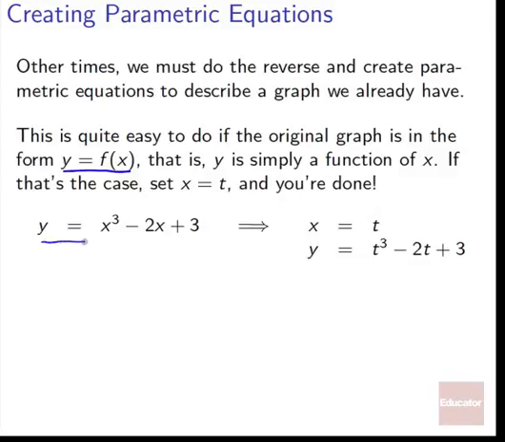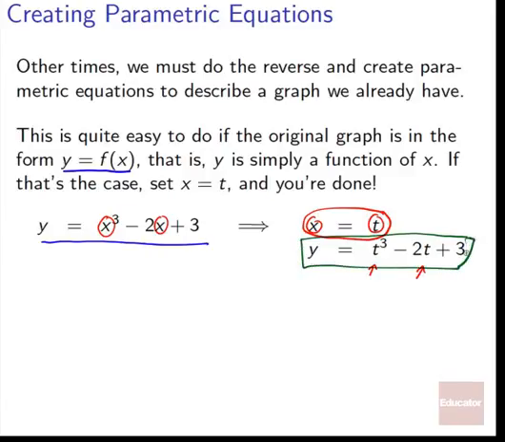So for example, if we had y equals x cubed minus 2x plus 3, well, x cubed minus 2x plus 3 is a function of x. x is the only thing that shows up in there, so it's purely a function of x. At that point, we say, all right, let's set x equal to the parameter t, and then t and x are the same thing. So we go back here, we swap out x's for t's, and we get t cubed minus 2t plus 3 for y. So at this point, we've got x equals t, y equals t cubed minus 2t plus 3. We've got parametric equations, and it's really, really easy if it's in this nice, clean form, y equals f of x.